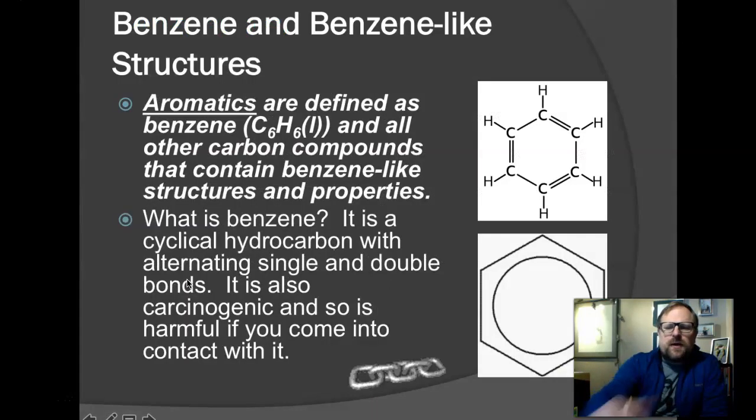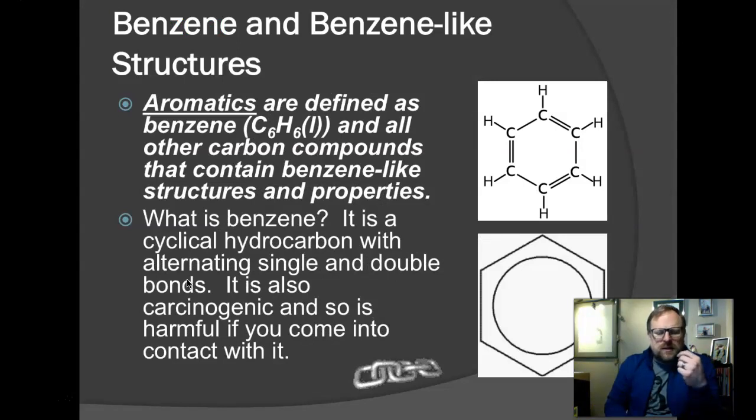So we're going to skip over that for now, and jump into talking about benzene and benzene-like structures. Anything that we consider to be aromatic contains benzene or a benzene-like structure. Before I get any deeper into what aromatics are, let's look at benzene itself. Aromatics are defined as benzene and all other compounds that contain benzene-like structure and properties. This over here is benzene, our expanded structural diagram of benzene.